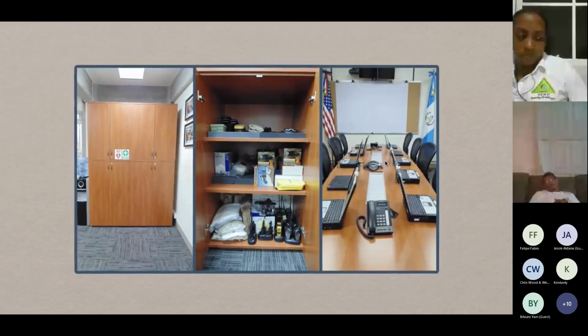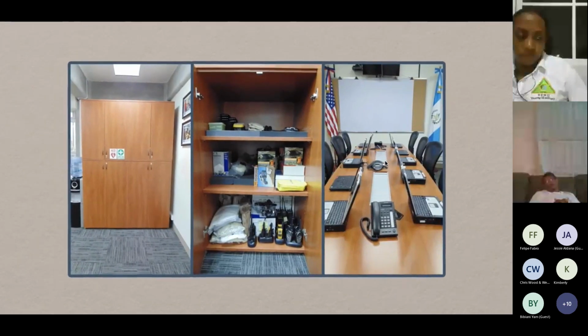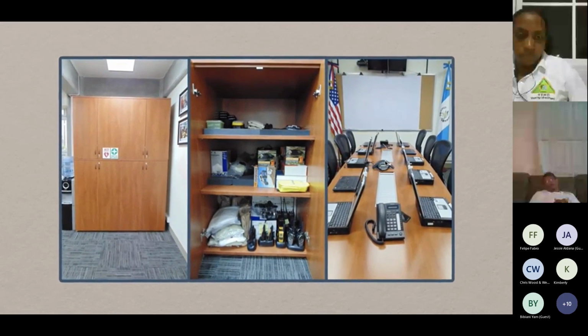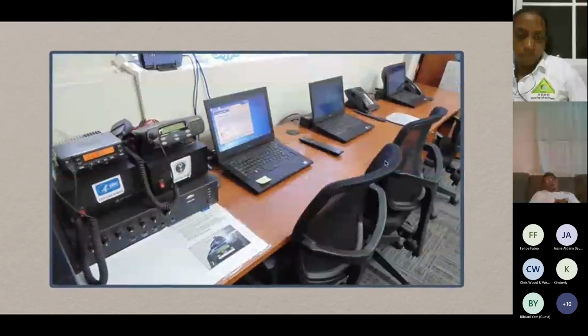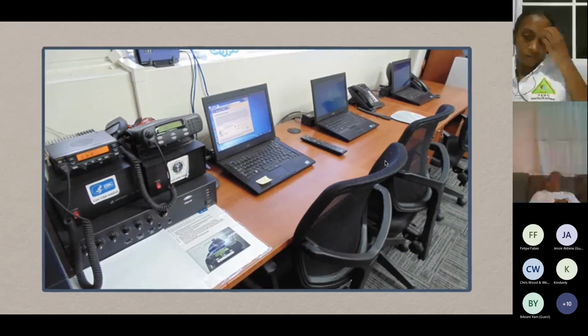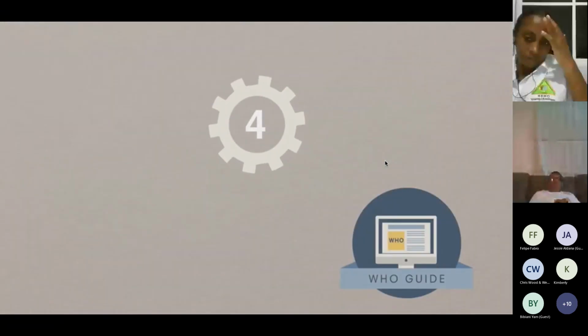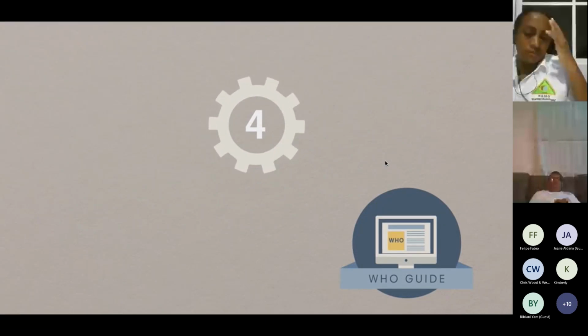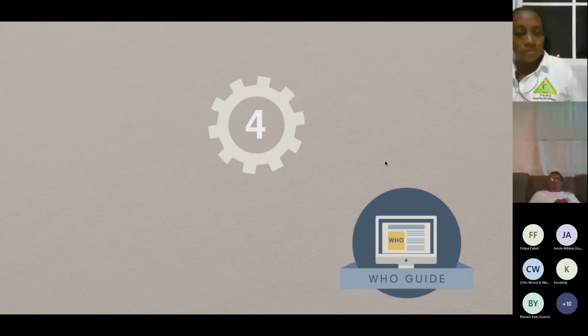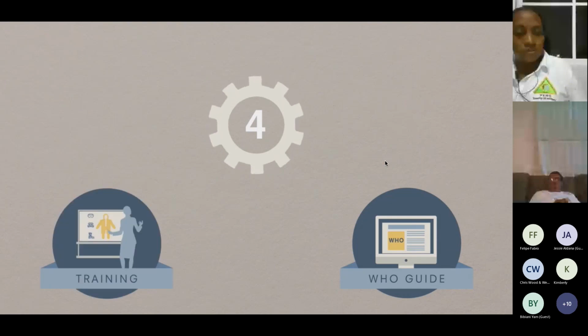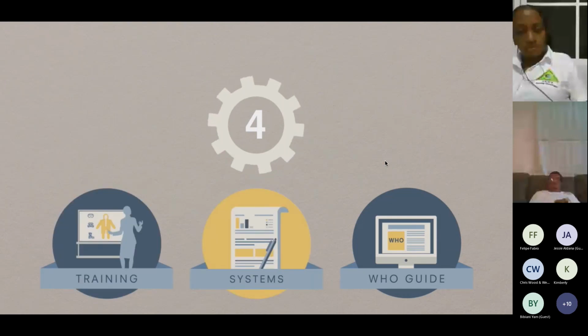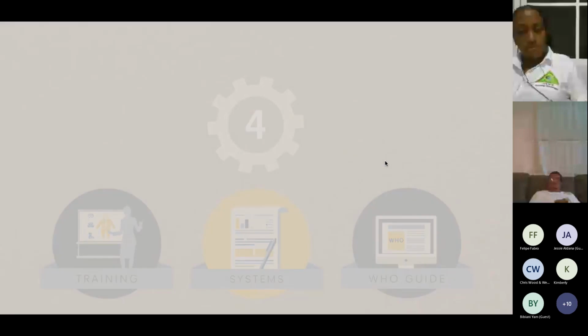And build out, whether it be from a warehouse or as simple as a storage cabinet, whatever infrastructure is needed, such as computer networks and secure communication equipment, as well as transportation. Fourth, use existing training resources, such as the World Health Organization's Framework for Public Health Emergency Operations Centers, or trainers from CDC to develop standard operating procedures or systems to run your operation.